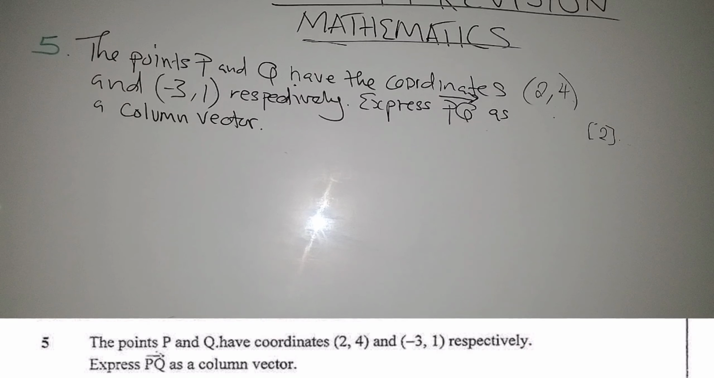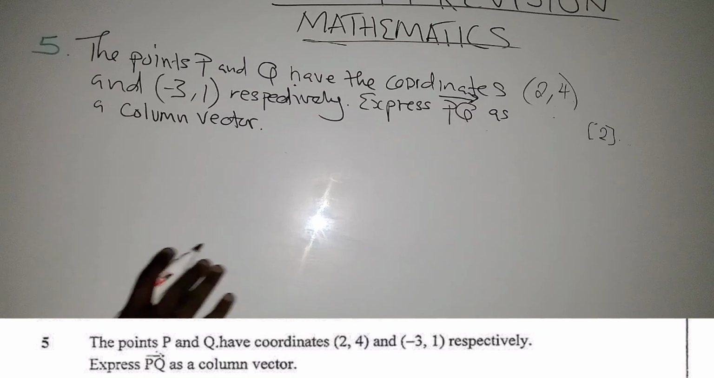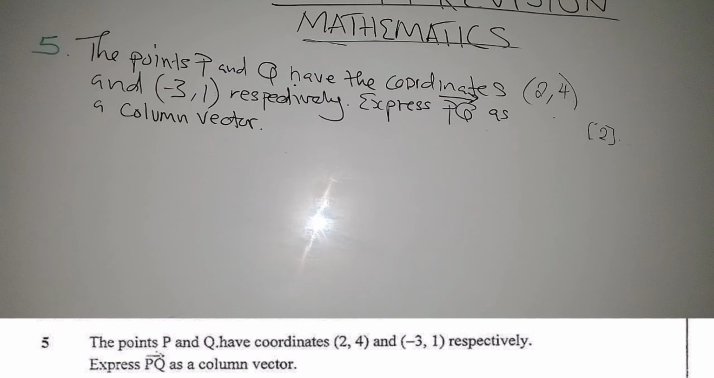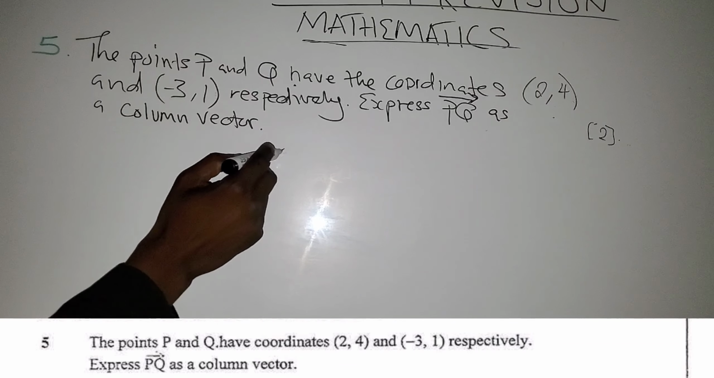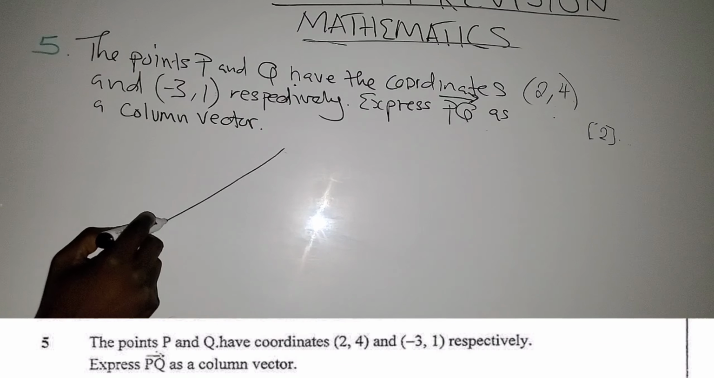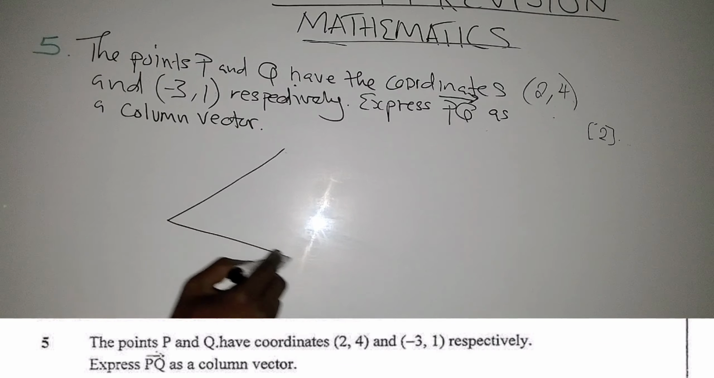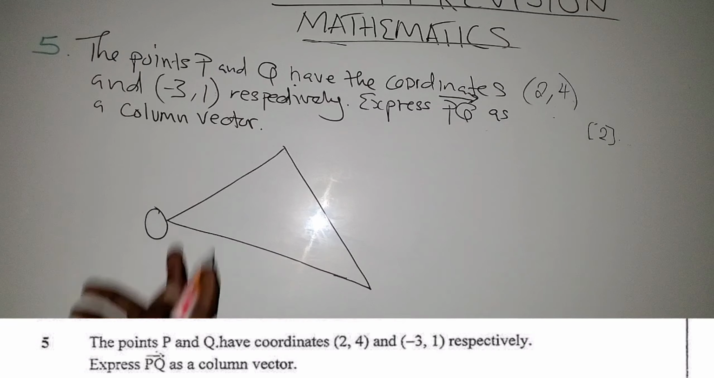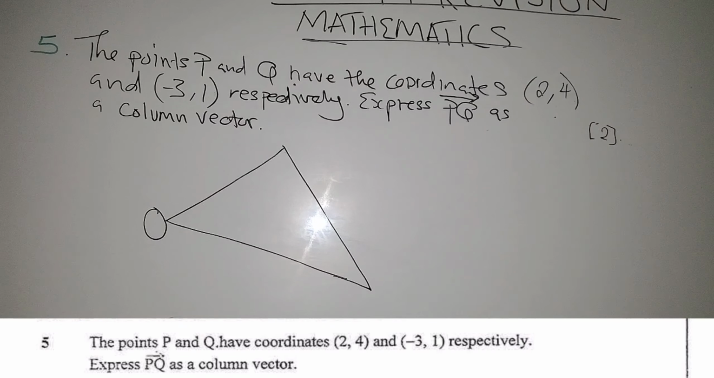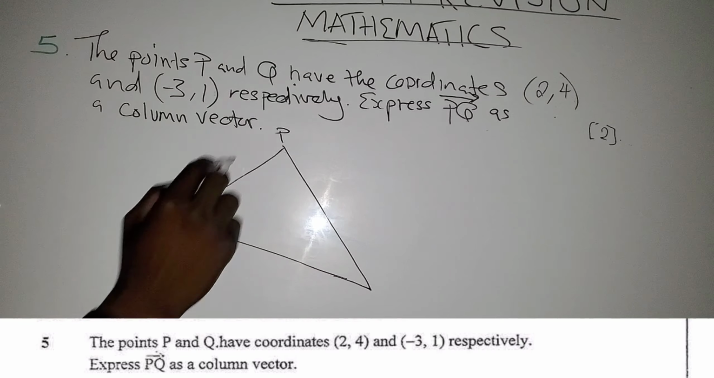So what you need to do when you're given such a question is just draw a triangle. This is a position vector. Draw a triangle, and a vector always has the origin O here. We may not be given it, but O is very important. Right, P here, Q here, it doesn't matter which one has a negative.